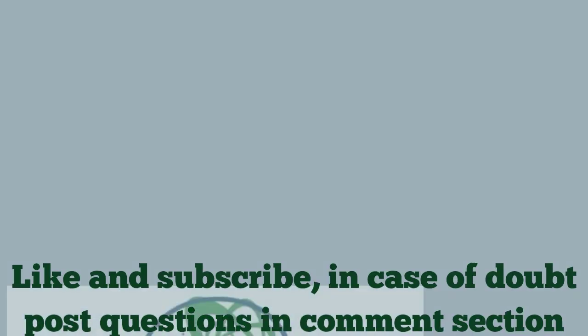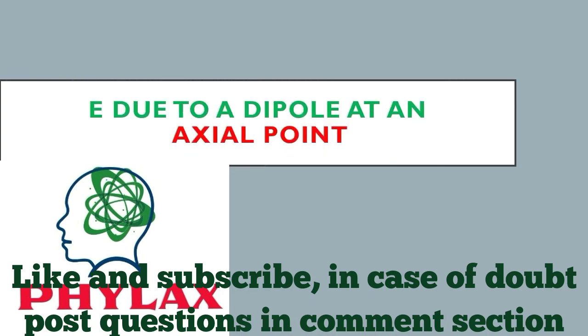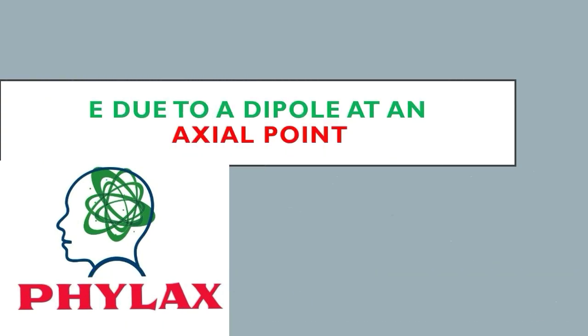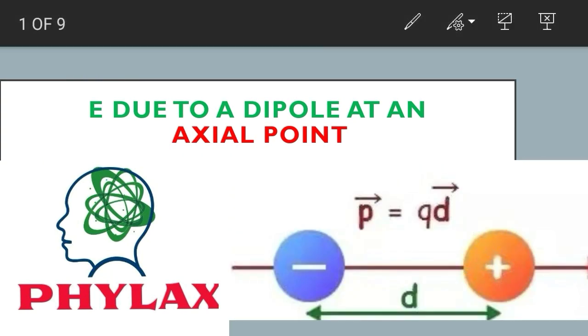So in this class we are going to discuss the electric field due to a dipole at an axial point. So this is a regular picture of a dipole. A dipole is generally a combination of equal but opposite amounts of charges separated by some finite distance.